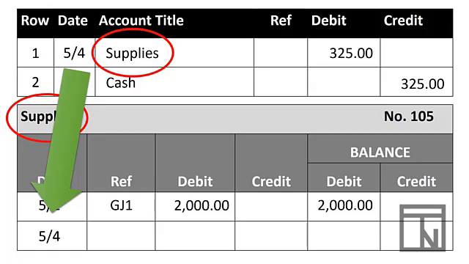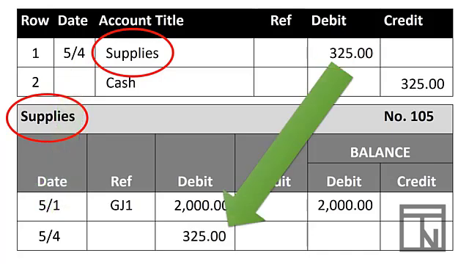The next thing we would do is look for the dollar amount. First, we need to identify what column it's in and record it in the same column on the general ledger. So in this case, we have a debit of $325 in the supplies account. So that's what we're going to move into the general ledger.